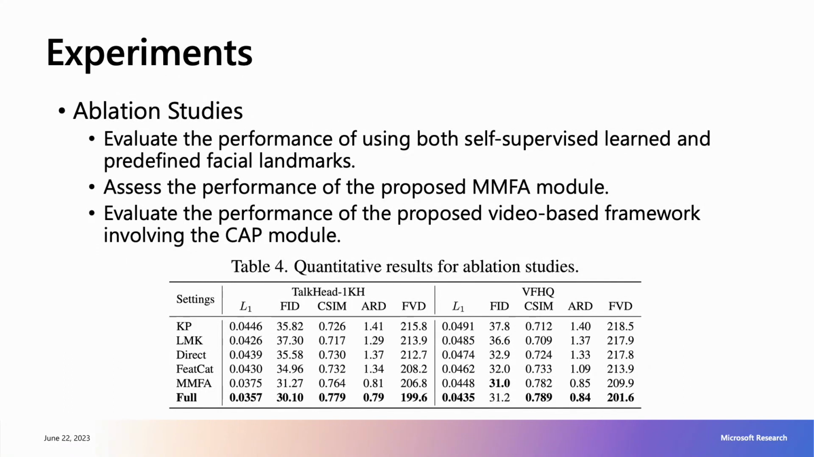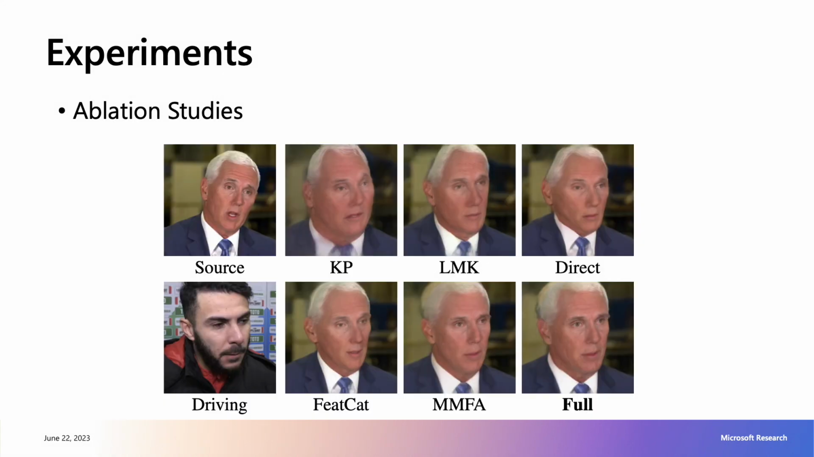To validate the effectiveness of each component, we conducted several ablation studies. The results revealed three important conclusions. Firstly, utilizing both self-supervised learned landmarks and predefined landmarks is crucial to avoid face distortion and obtain high-quality results. Secondly, the motion-aware multi-scale feature alignment module effectively aligns features from different scales, resulting in high-quality outcomes. Lastly, the context adaptation and propagation module propagates context information across frames, improving the smoothness of video synthesis.